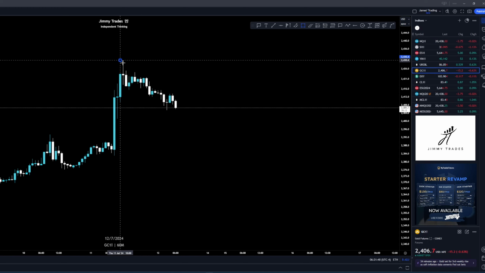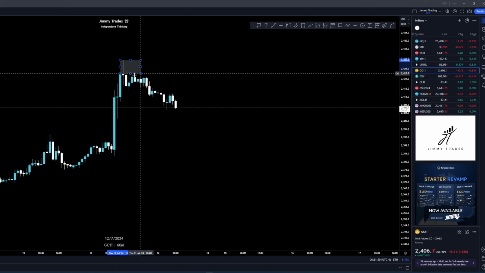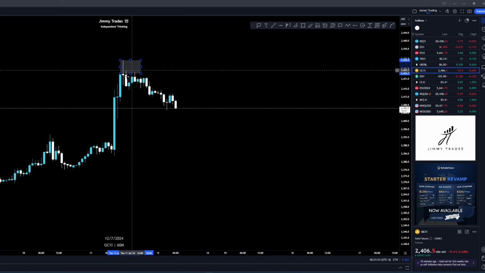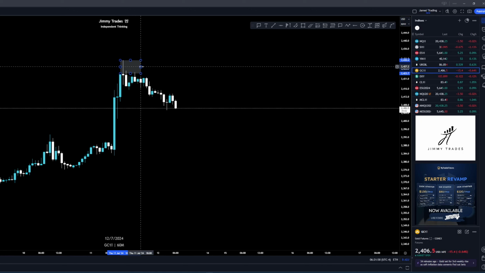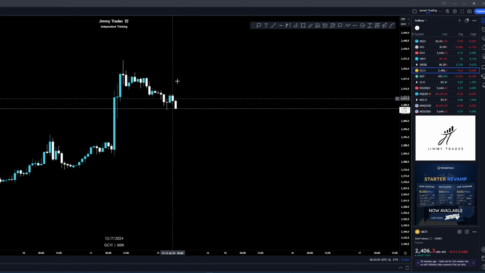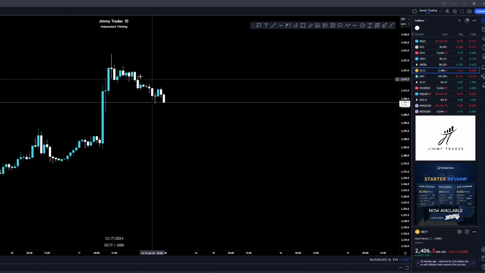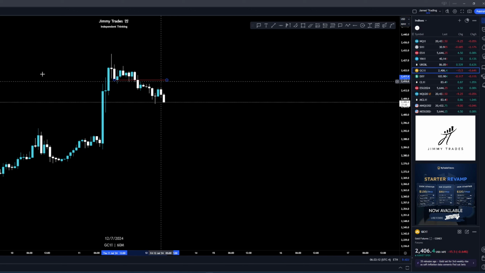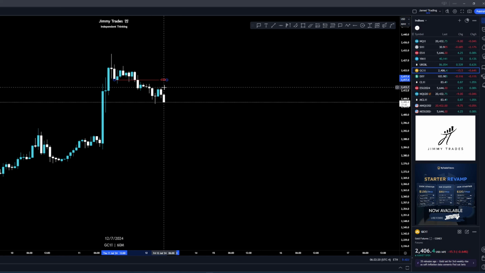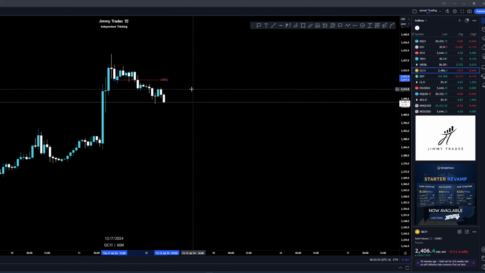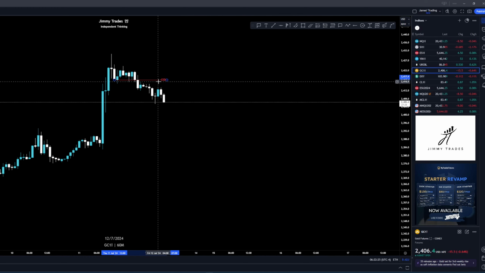So we've got our rejection block here. Price was unable to get back to equilibrium there on 2 attempts. So I like that for a move lower. There's no displacement here, so not an aggressive move lower, but this would be the change in the state of delivery. Again, I would like to see displacement, which we just don't have. Can't see any displacement there. That would be a change in the state of delivery.